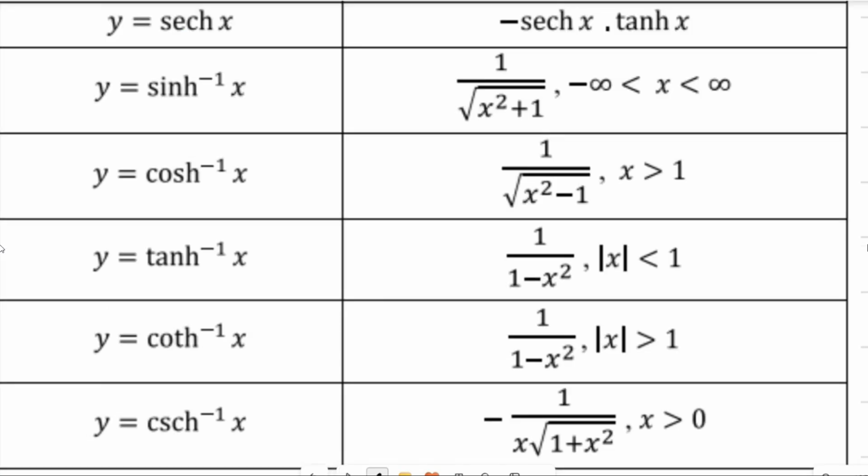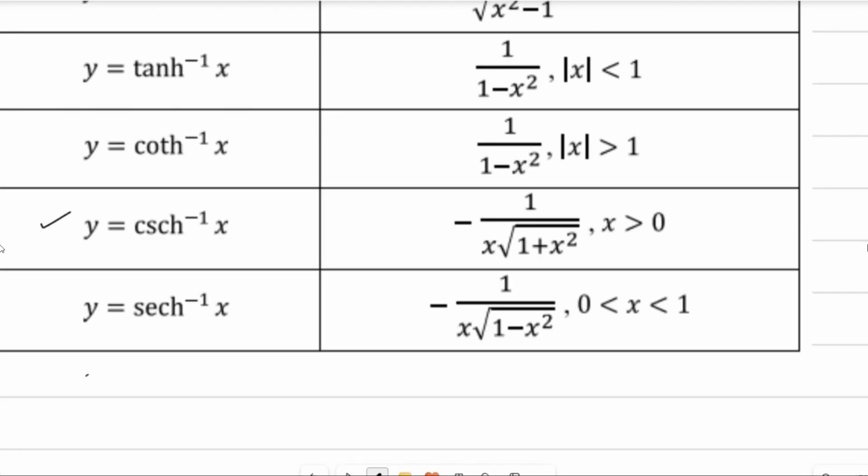If we are talking about inverse hyperbolic functions, then sine hyperbolic inverse of x derivative is equal to 1 upon under root x square plus 1, and cos hyperbolic inverse of x derivative is equal to 1 upon under root x square minus 1. Here it would be plus 1, and here it would be minus 1. Tangent hyperbolic inverse of x is equal to 1 by 1 minus x square, and cot hyperbolic inverse of x is equal to 1 by 1 minus x square.